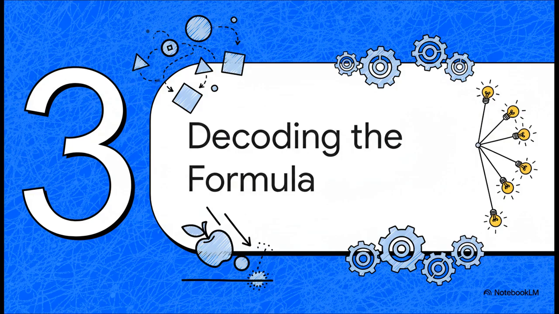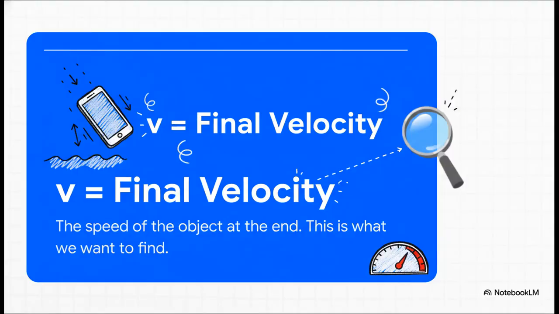So let's actually decode this thing piece by piece. Once you see what each of these variables actually stands for, you'll realize just how simple and, honestly, how powerful it is. First up, we've got v. This is just the final velocity. It's the speed of the object right at the end of its trip. For our poor phone, it's how fast it's going at the exact instant before it hits the pavement. This is the big prize, you know? It's the unknown we're solving for.